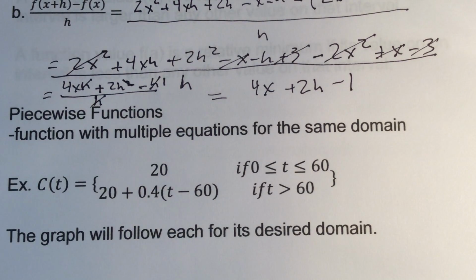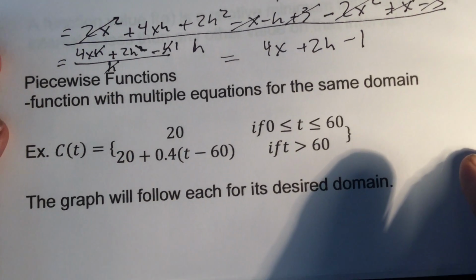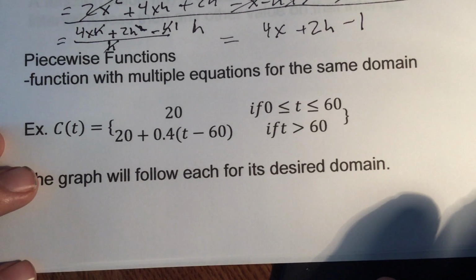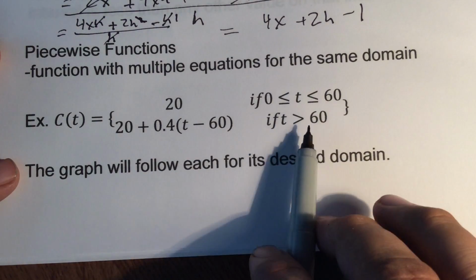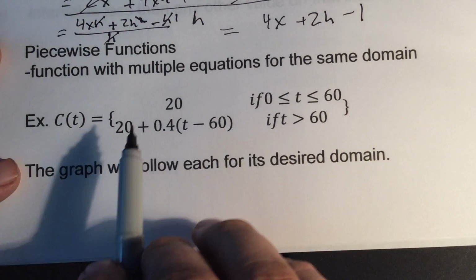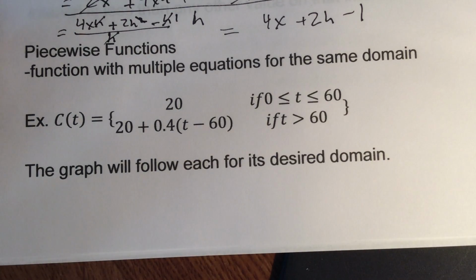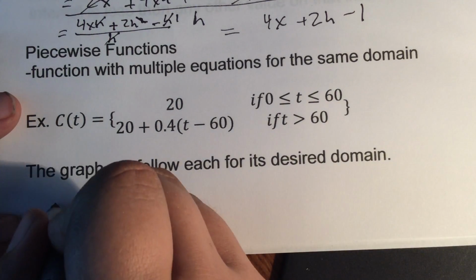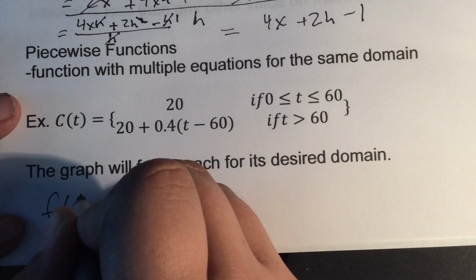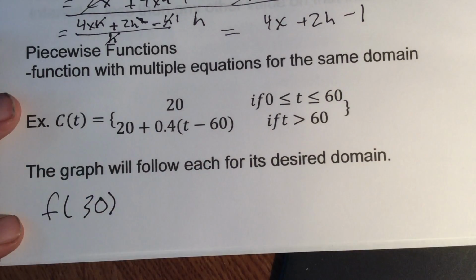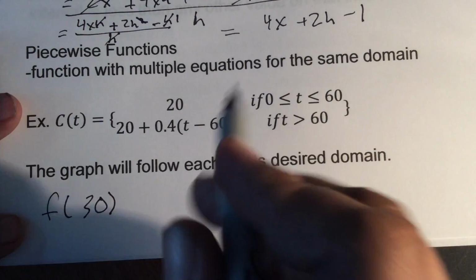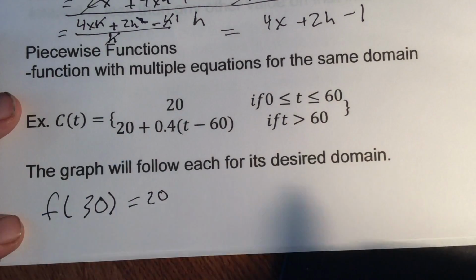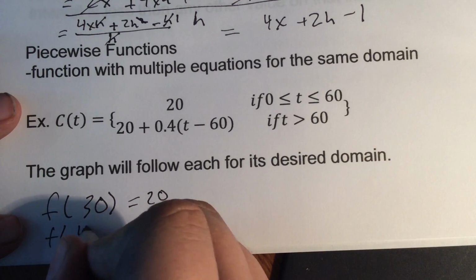Now, the next thing we're going to talk about is piecewise functions. With a piecewise function, basically we're going to have multiple equations going on at the same time, and the domain we have selected will use certain equations at certain times. So like here, if I did f of, say, 30, well, 30 fits between 0 and 60. So I would do the top function and I would get 20 out. Same thing if I did f of, say, 45.